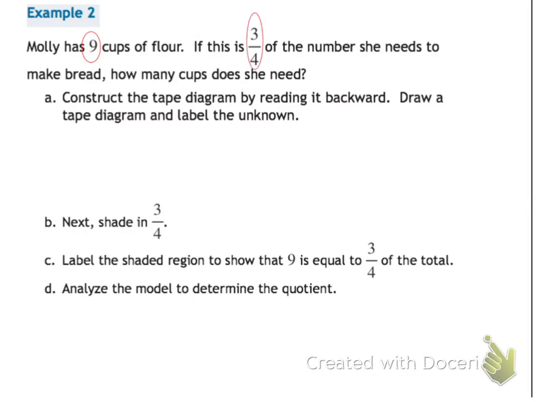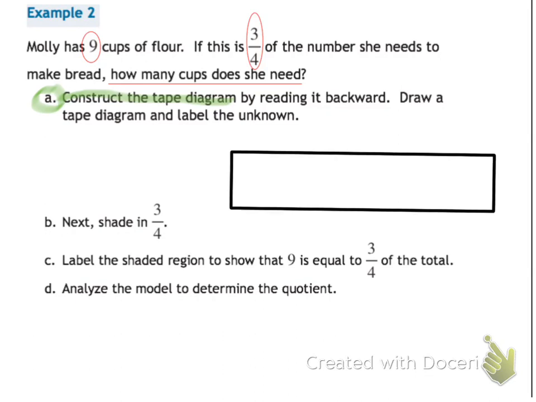If this is 3/4 of the number she needs to make bread, how many cups does she need? So this specific problem is telling us to use a tape diagram. If you recall the learning target, it said we would use visual models. So we're going to do one here. So it says construct the tape diagram for part A by reading it backwards. Draw a tape diagram and label the unknown.